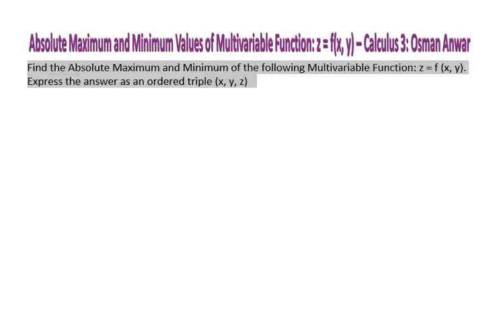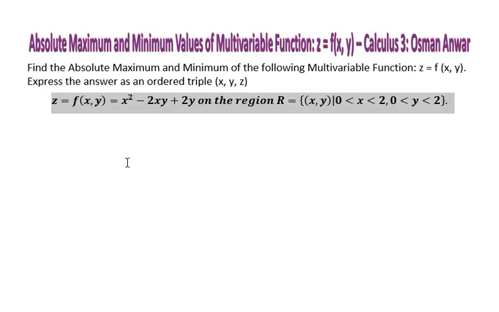This is a multivariable calculus 3 problem. Find the absolute maximum and minimum of the following multivariable function z equals f of x, y. Express the answer as an ordered triple x, y, z. So z is equal to f of x, y equals x squared minus 2xy plus 2y, on the region R where x is between 0 and 2 and y is between 0 and 2.